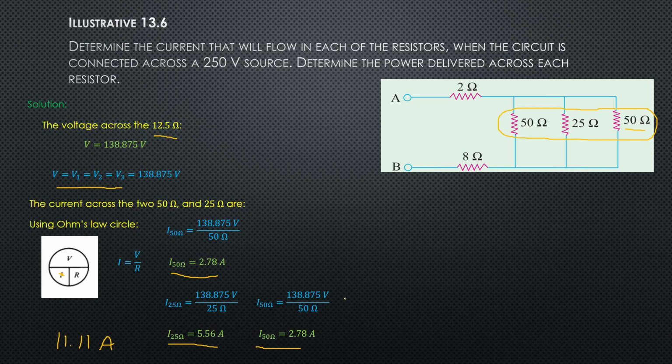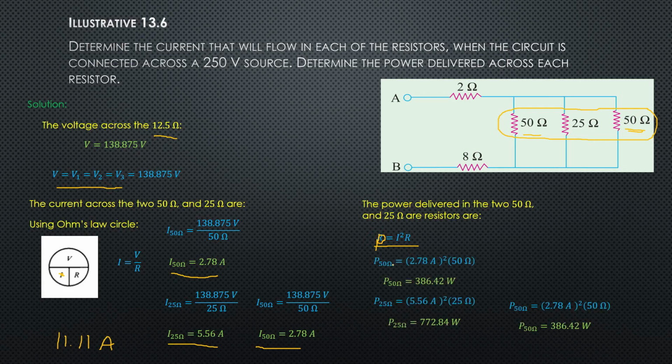Okay, now the power delivered in the 50 ohms, which is this one and that one, the last resistor, and the 25 ohm resistor, using this formula, this is power, which is P. Power is equivalent to I squared R. So power across the 50 ohm, which is 2.78 amperes squared multiplied by its resistance of 50, gives us 386.42 watts.